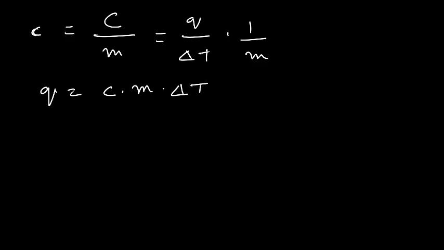Therefore, the quantity of heat absorbed or released by a substance is equal to the specific heat capacity into the mass of the substance into the difference in temperature. Now, the units of specific heat capacity.